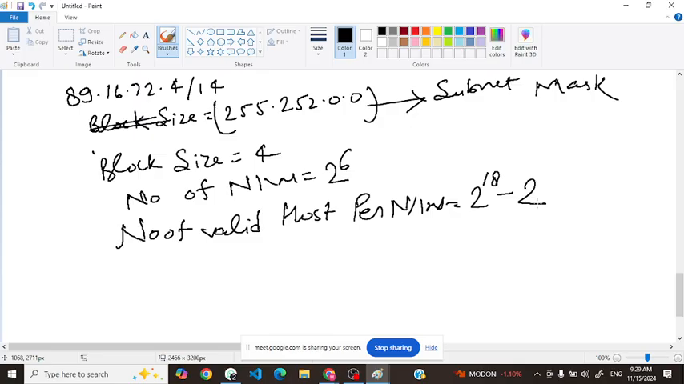Yes, sir, 18. Correct, 14 is equal to 32. Two to the power of 18. Okay, correct. Lakshman, what will be the first network?